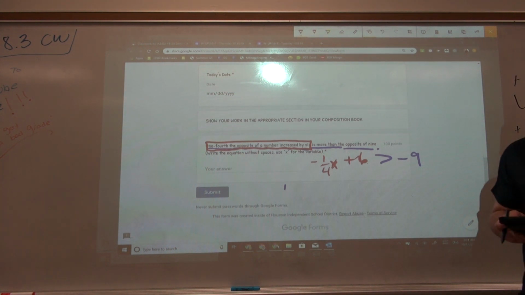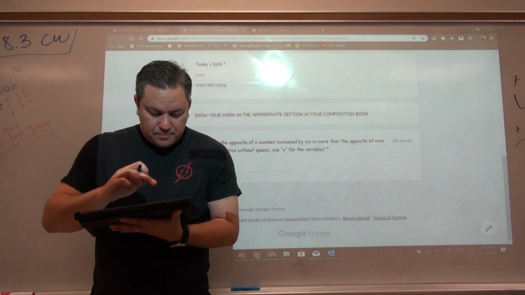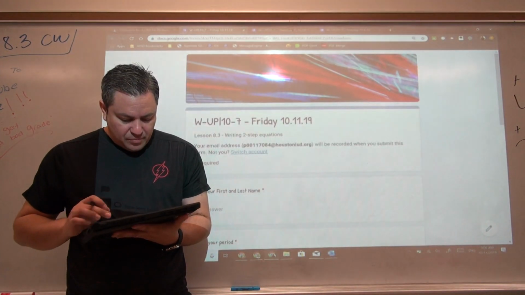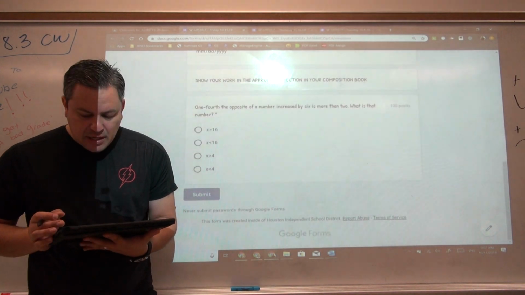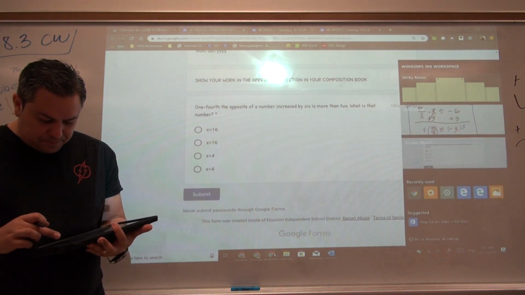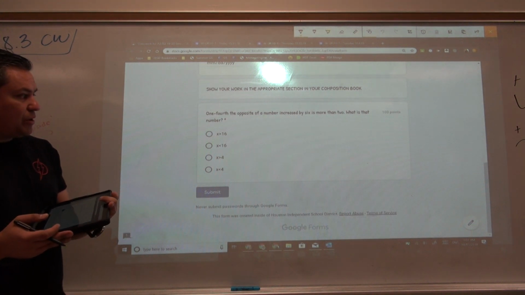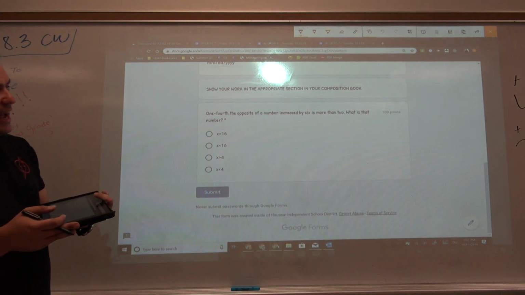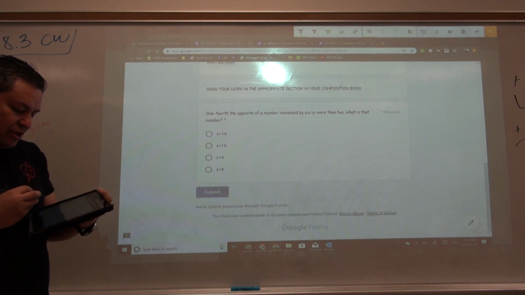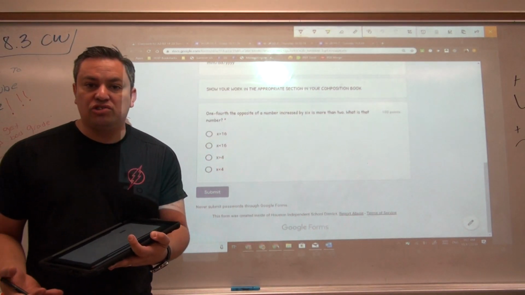That is the warm-up for Thursday. Now we're moving to today. We had one today. Friday. TGIF. It's also writing inequalities. And this is really similar to the one that we just did. It says 1/4 the opposite of a number, increased by 6 is more than 2. What is the number? So we gotta write the inequality and also solve it.